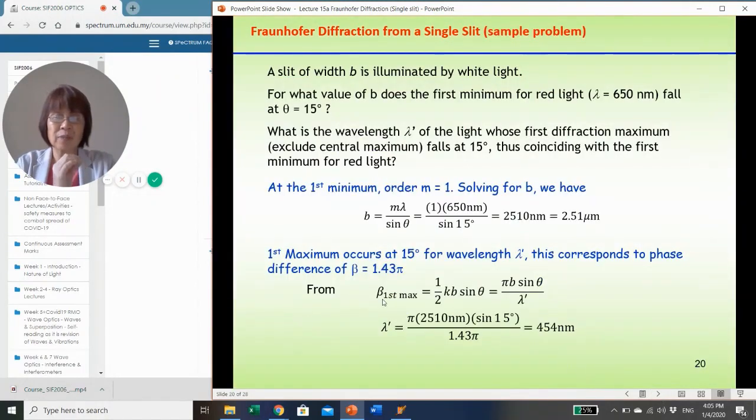Therefore, for the first maximum, beta equals half k b sine theta. Substituting k, we get 2 pi over lambda prime, the 2 cancels, so we have pi b sine theta over lambda prime. Then we substitute the values: b we already found is 2.51 microns, changed into nanometers is 2510 nanometers, times sine 15 degrees, divided by beta. That gives 454 nanometers, which is in the near blue region.